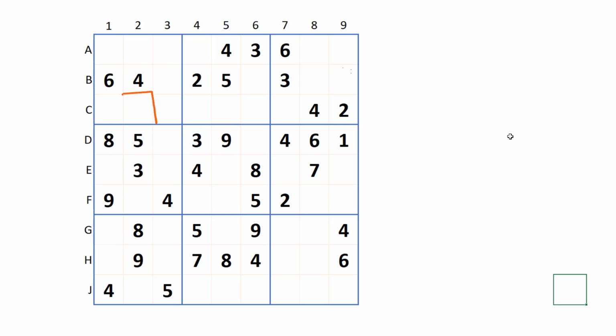Sudoku. In this video, I combine pairs and x-wings to find possible numbers. Consider cell C2. There is no number 1. The number 2 already exists in the row.